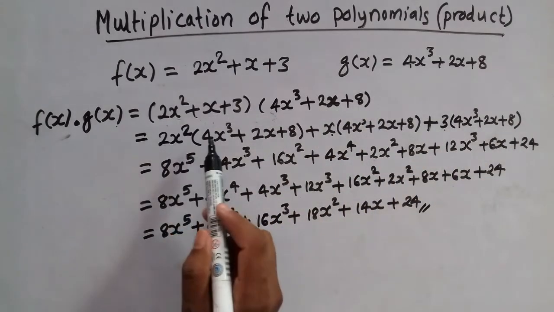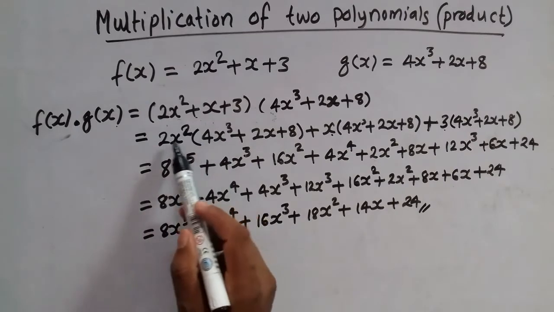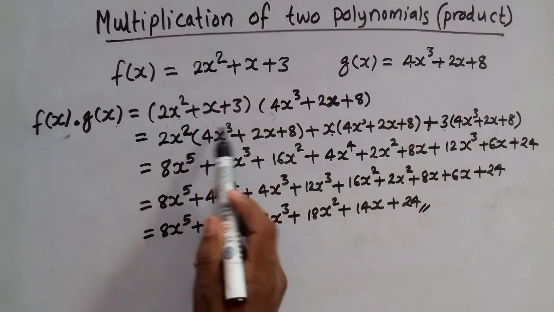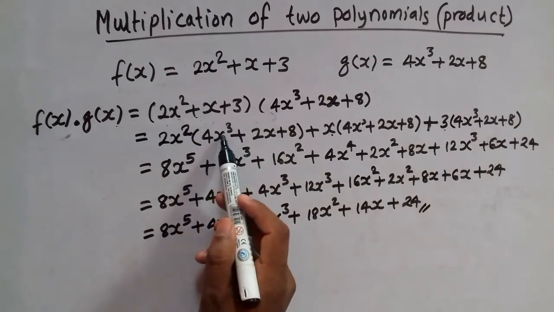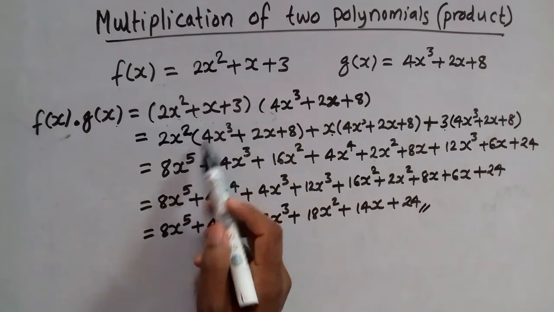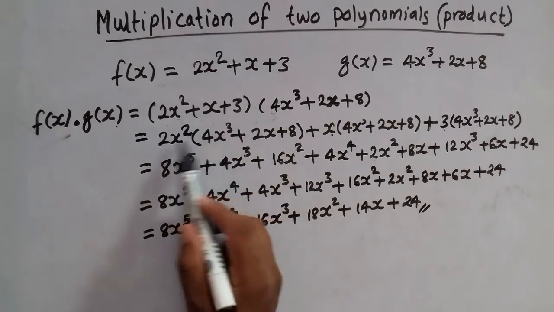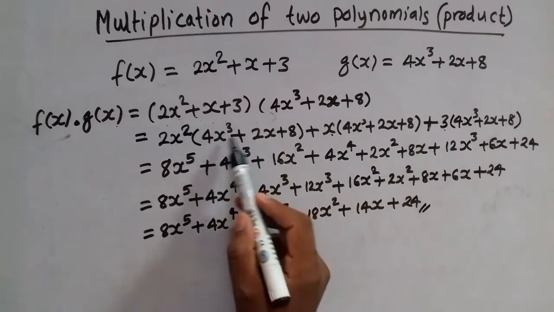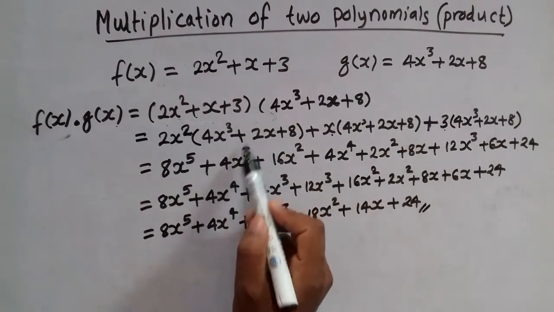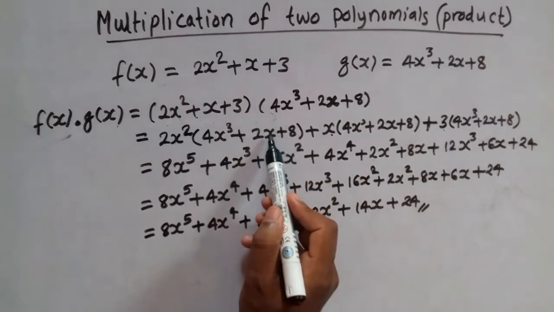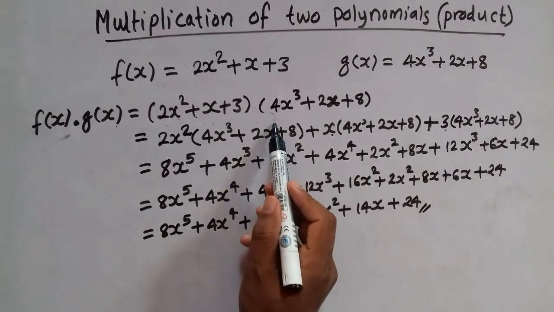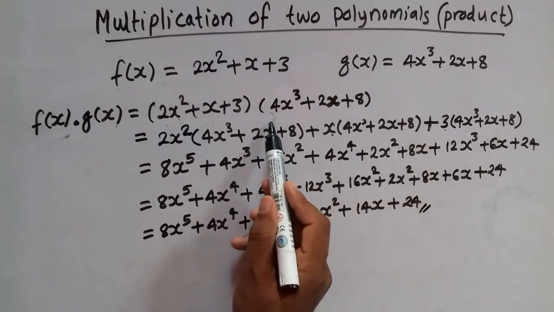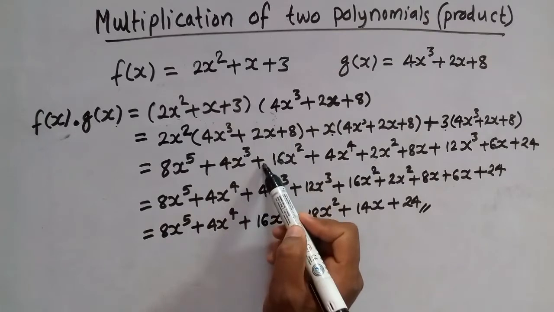We have to multiply coefficient with coefficient and variable with variable. 2 into 4 is 8, and when we multiply variables we have to add their powers. Here x into x, we have to add the powers, 2 plus 3 is 5. We have to multiply coefficients, but we have to add powers of variables. Here 2 into 2 is 4, and x, here x has power 1, and x here has power 2, so 2 plus 1 is 3.